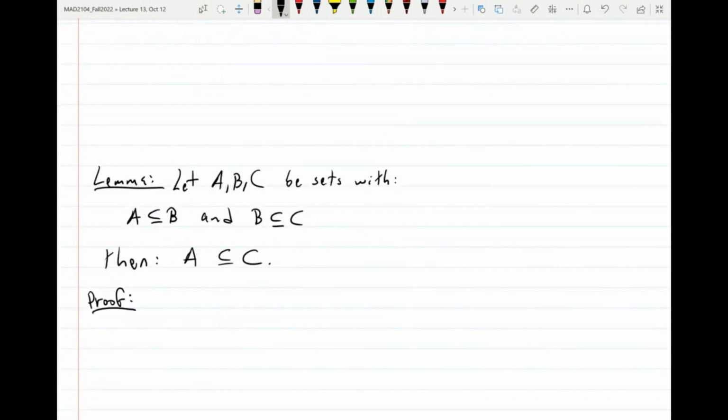Again, how do we prove this? So we already have this condition. We know A is a subset of B and B is a subset of C. So if you want, you can say assume A is a subset of B and B is a subset of C. So we have that, that's given to us. Now we need to prove the then part, right? So we need to prove this part right here. So how do we prove this?